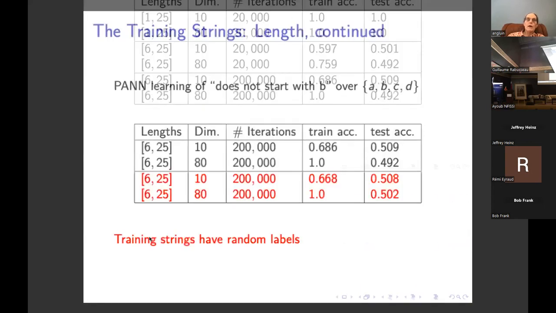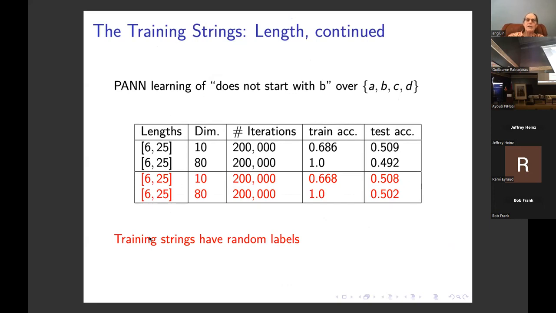So what's happening here? Well, in fact, we can compare these last two results, training for 200,000 iterations, and we can do something strange to the labels, that is, take the same training strings and assign them random labels consistently, so that if a training string appears twice, it gets the same label, but the labels are all random.